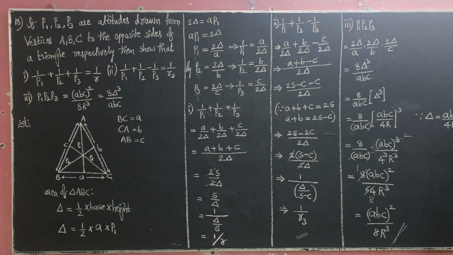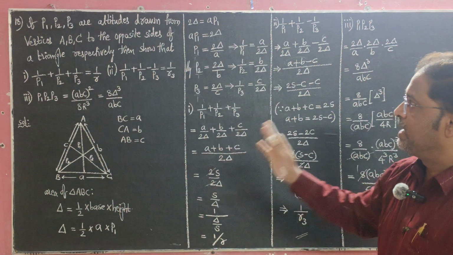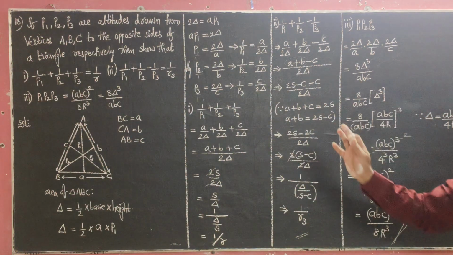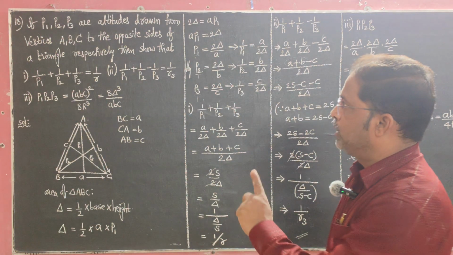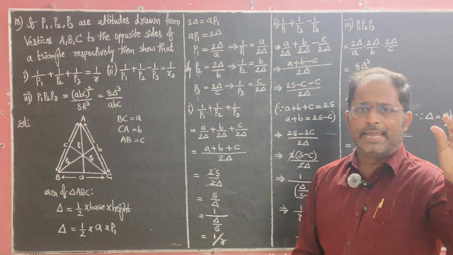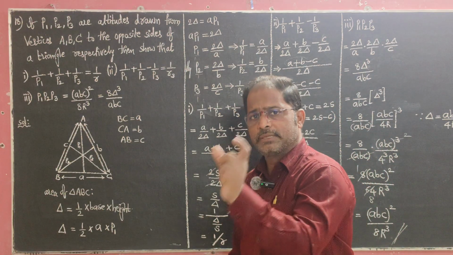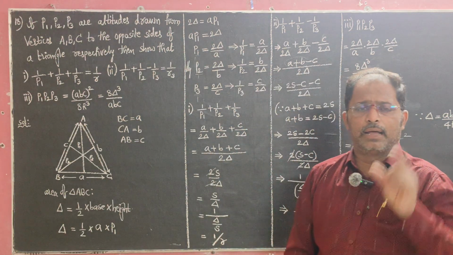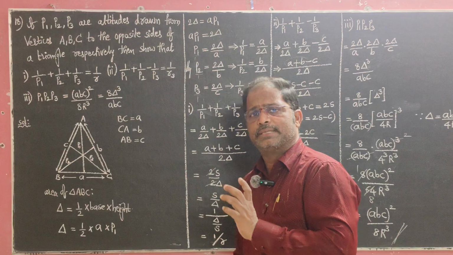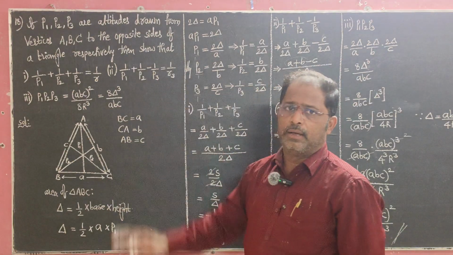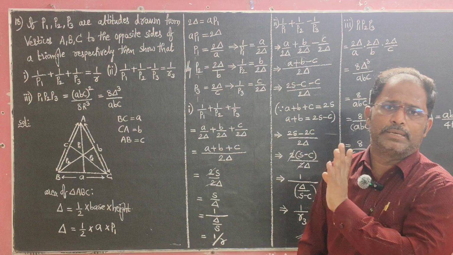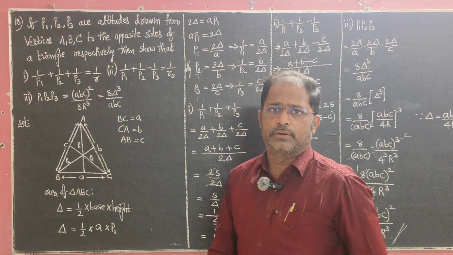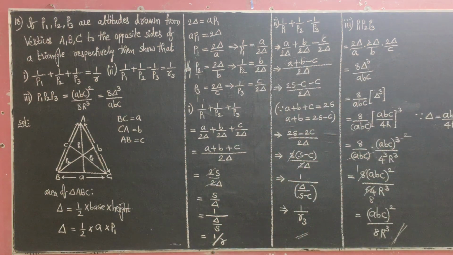cube by ABC. This is very important, a very repeated problem of properties of triangle. There are 3 repeated problems in this. Which ones? Giving a terms and proving R terms, and giving R terms and proving ABC terms, and this one. From these 3 problems, 99% one problem is asked in the examination. Okay, right? Next, one more problem.